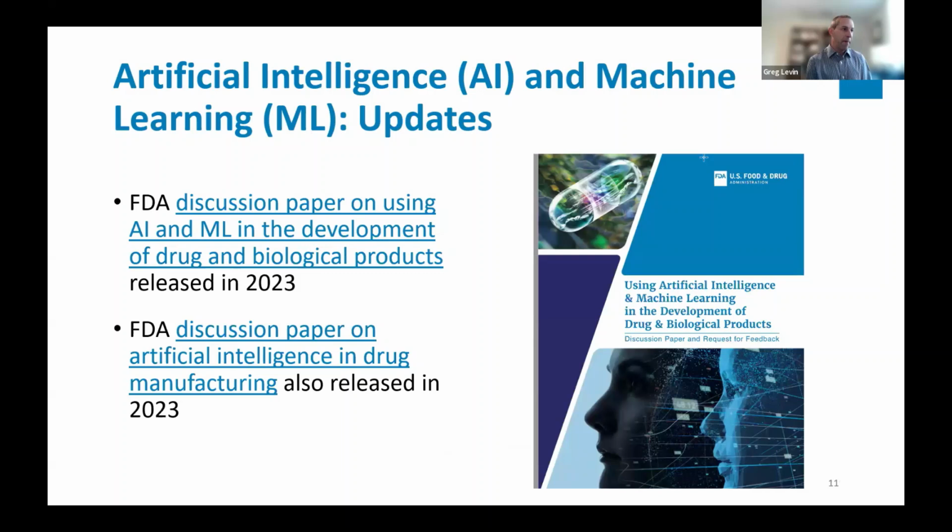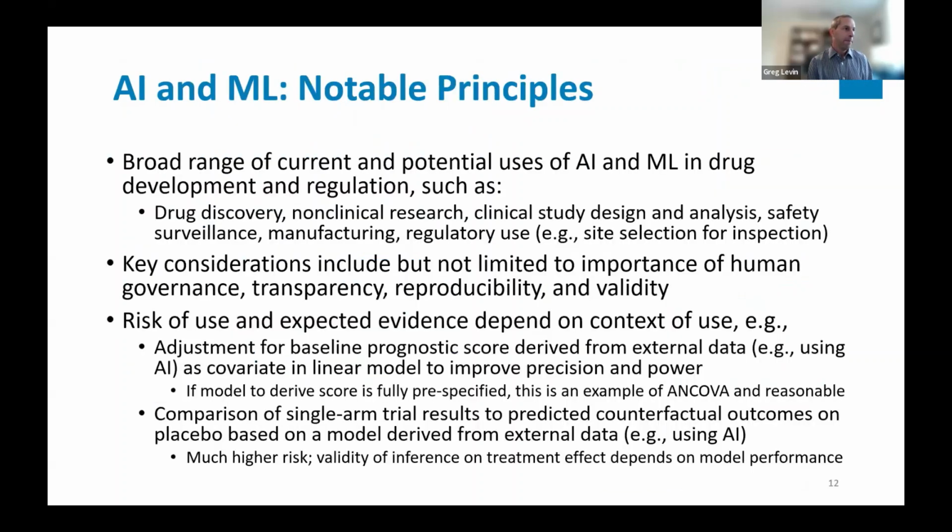So in terms of AI and ML, FDA released a discussion paper in 2023, and then a more targeted discussion paper on the use of ML and of AI in drug manufacturing, also in 2023. There's some links here to those documents. Next slide. So similar to what I said about RWE, there's really a broad range of current and potential uses of AI and ML in drug development and regulation. And these range from drug discovery, non-clinical research, clinical study design and analysis, safety surveillance, manufacturing, regulatory use, for example, identifying sites for inspection.